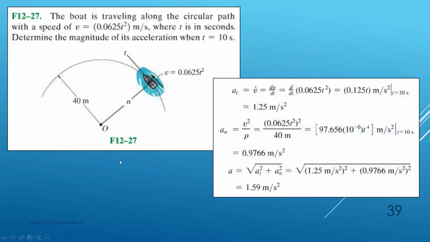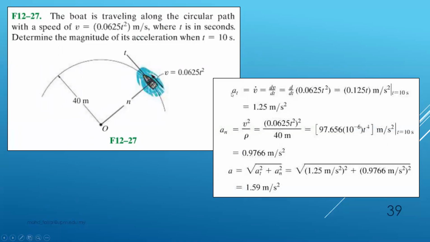Okay, in the first example here, the boat is traveling along a circular path with a speed of v equal to 0.0625 t squared, in meters per second, where t is in seconds. For this particular problem, we want to determine the magnitude of its acceleration when t is equal to 10 seconds. The path of this boat is circular with a radius of 40 meters.